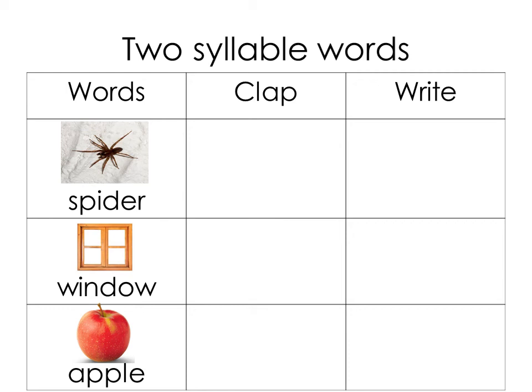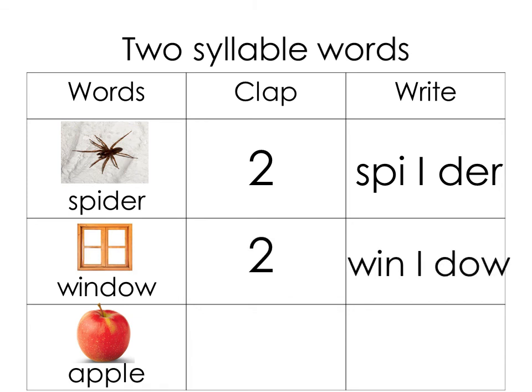So the first one, spider, we have two. And then if we chunk it, spi, chop, der. Great. Now, the next word, window. And if we write it, win, chop, dow. Now, the next one is apple. So when we write it, ap, chop, ple. Good.